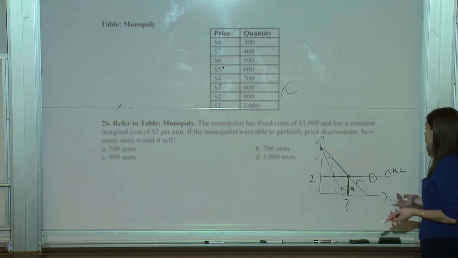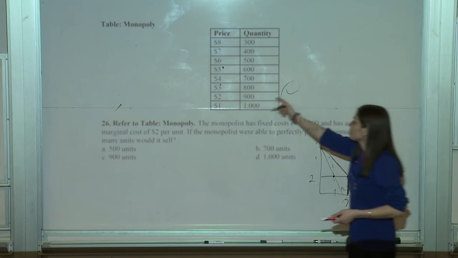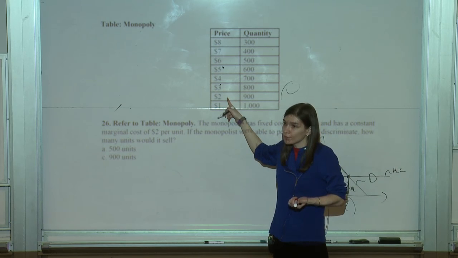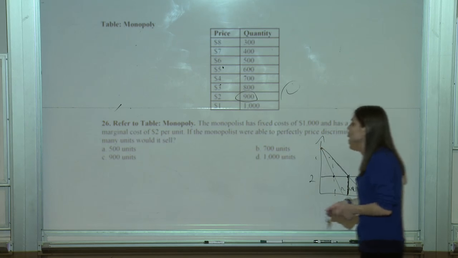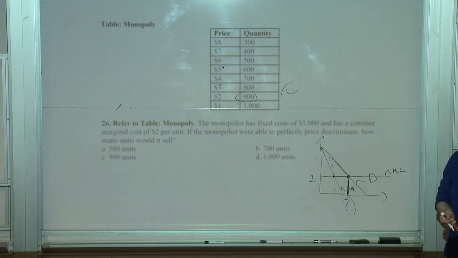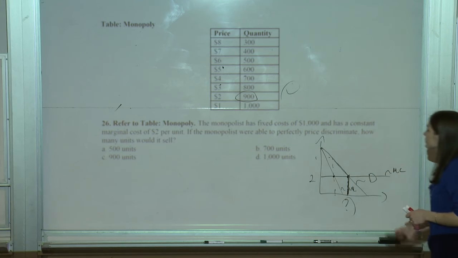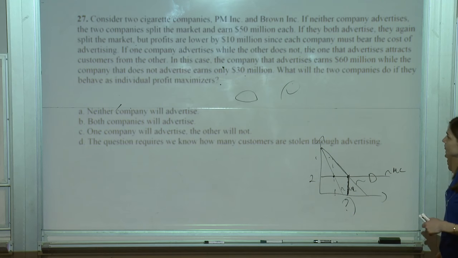All right. So what is this quantity here? 900, where price or the demand curve equals marginal cost. Marginal cost is 2 everywhere, right? So it's 900. They're going to produce, they're going to sell 900 units. All right? The answer is C.